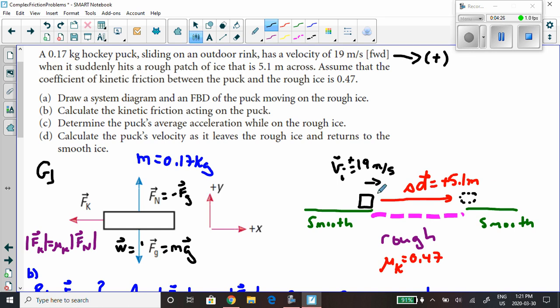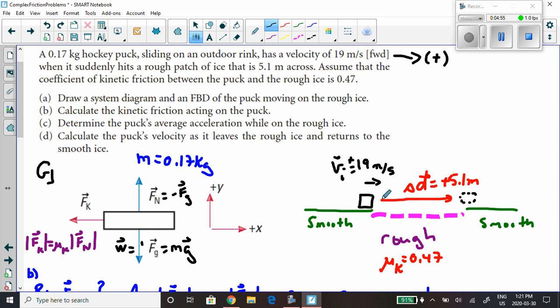Then I'm going to draw a little picture of what's actually happening. Here, in green, I've got smooth ice on the other end. And here's the rough patch, which I've drawn in purple. And the coefficient of kinetic friction there is 0.47. And this puck comes in moving at positive 19 meters per second, and then it hits the rough patch and stays in the rough patch for positive 5.1 meters.